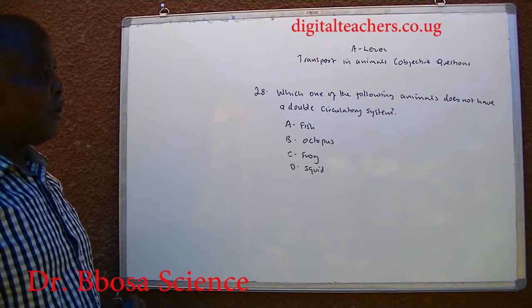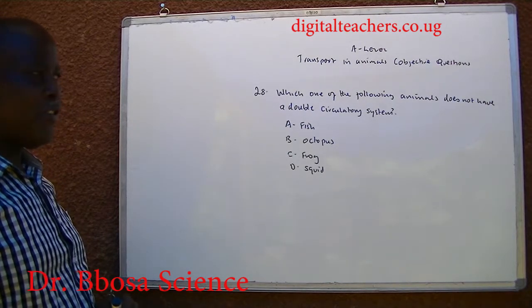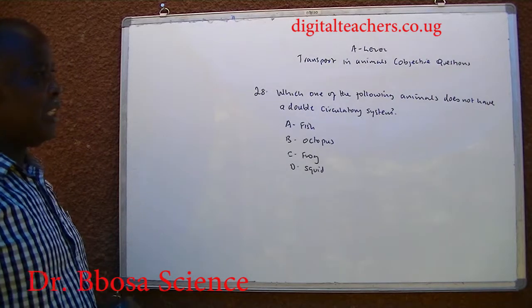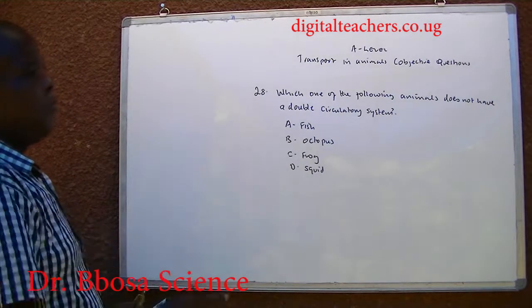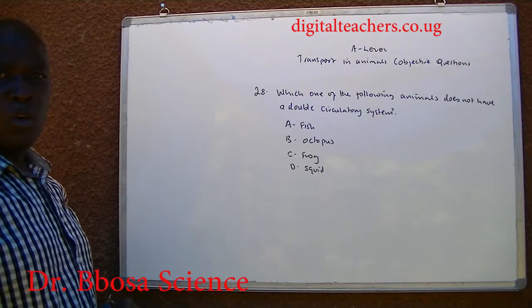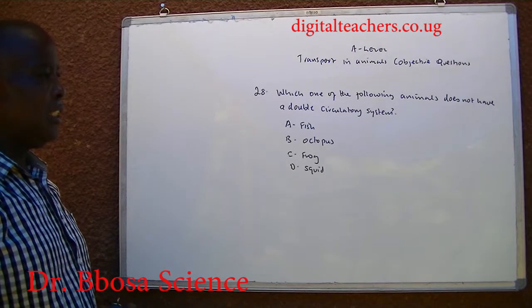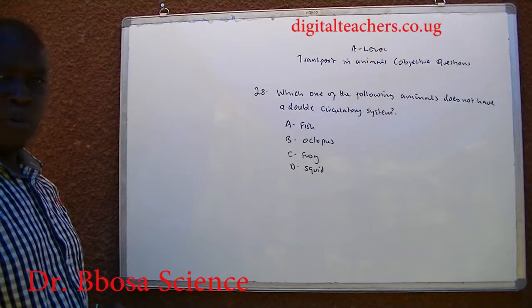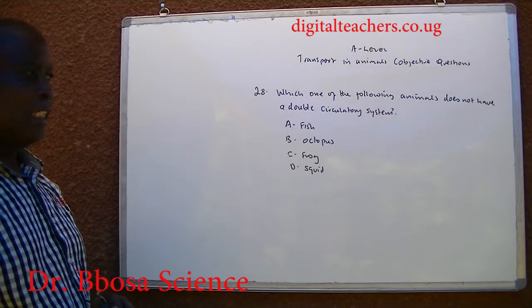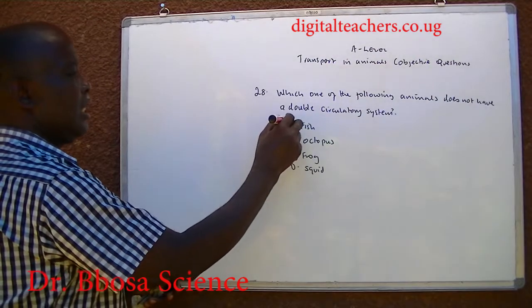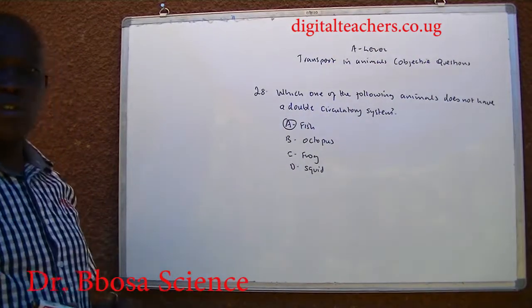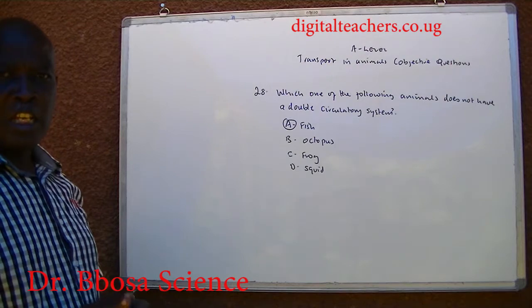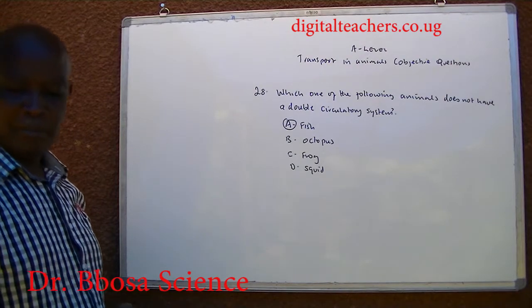Number 28. Which one of the following animals does not have a double circulatory system? A. Fish. B. Octopus. C. Frog. D. Squid. You can pause and answer. The answer is A. Fish has got a single circulatory system.